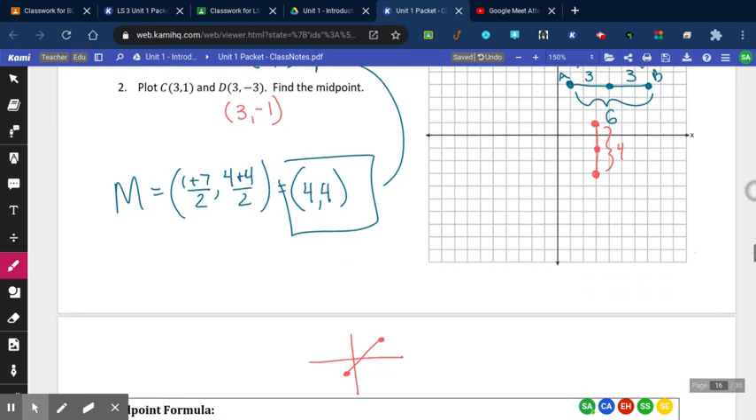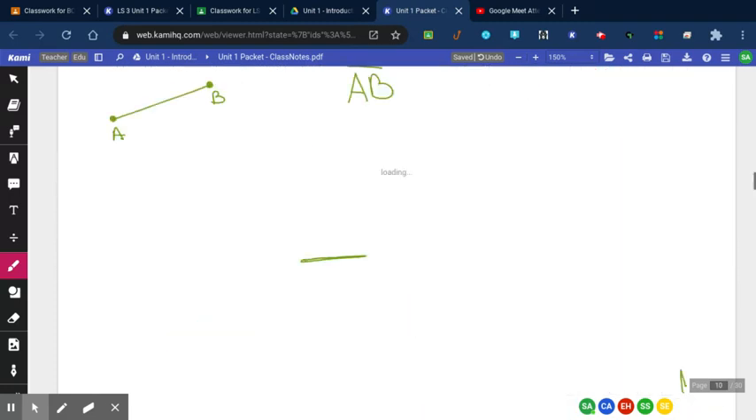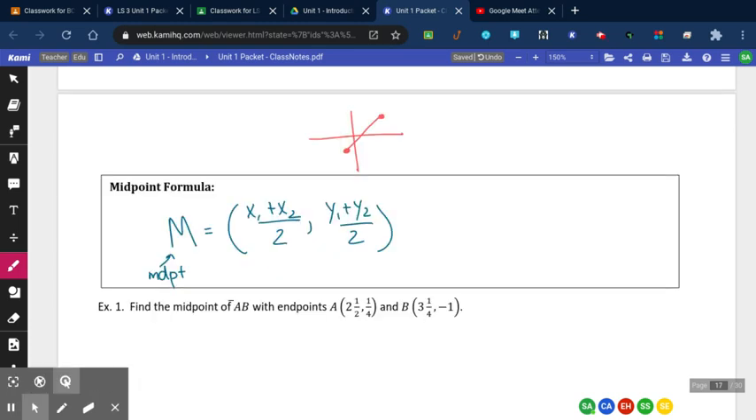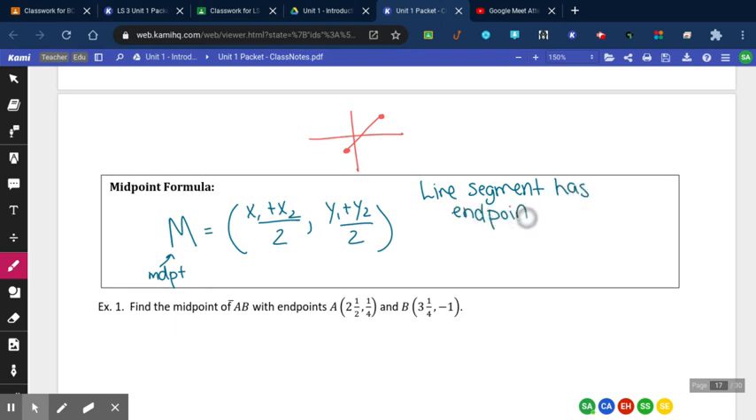Okay. So basically, sorry, my computer scrolled on me. So when we look at this formula, it's going to say my line segment has endpoints. You might have A, which is x1, y1, and B, which is x2, y2, right? So then you can go ahead and plug the x1, y1 and the x2, y2 into your midpoint formula.